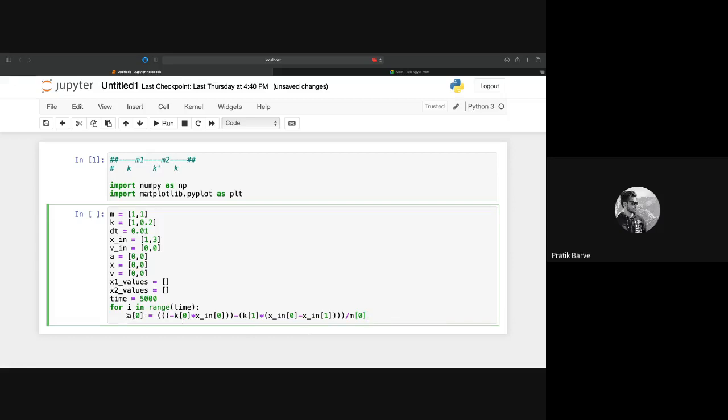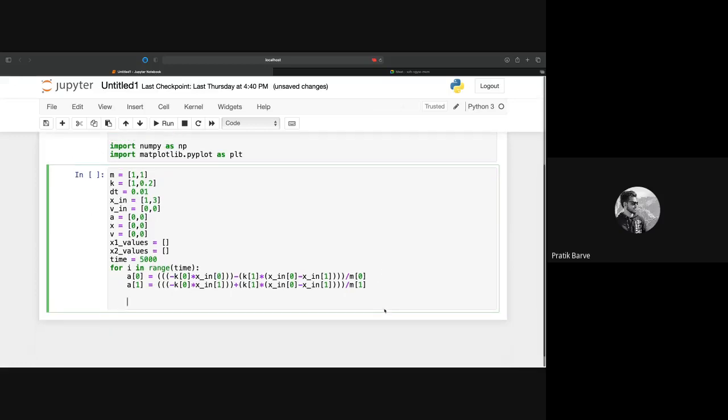Similarly, we'll write the acceleration term for the second mass. So I'll just copy this, paste here, change the index. So this will remain the same. x in will become 1. This will remain the same. This is same. This is same. m0 will become m1. And this will become plus, because it will be from the opposite side. Yeah. So we got our acceleration terms now.